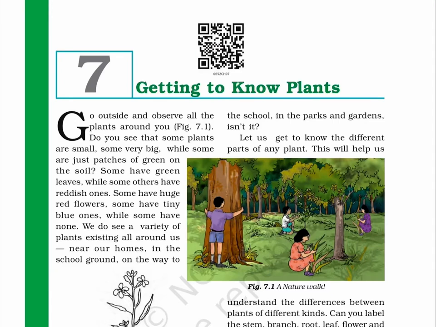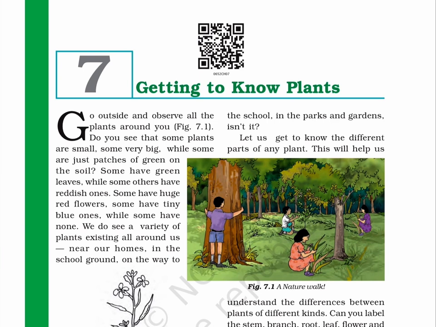NCERT presents Audiobook of Science for Class 6 entitled Science 1. This is lesson 7 titled Getting to Know Plants from page 52 to 65. Page 52. Getting to know plants.